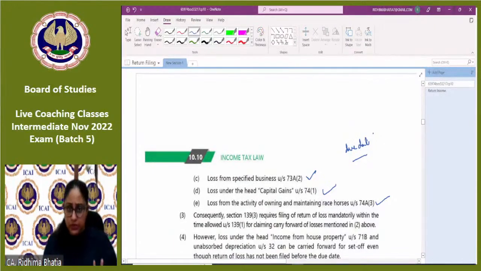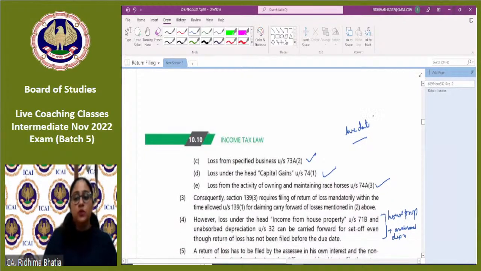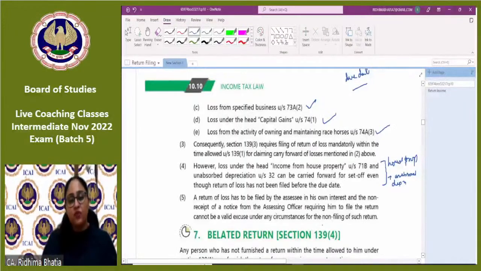But there were two losses we saw at that time which would be carried forward even if the return is not filed on time. What were the two losses? House property loss and unabsorbed depreciation. To carry these forward, you do not have to file the return of income on time. Even if you file a late return, which we'll see, you can still carry forward the loss. My focus word here, student, is carry forward.